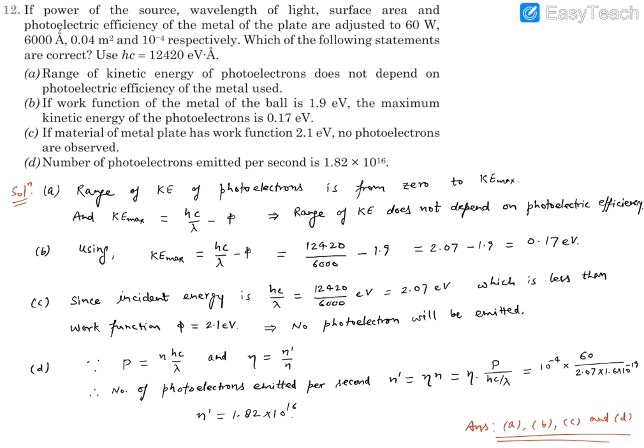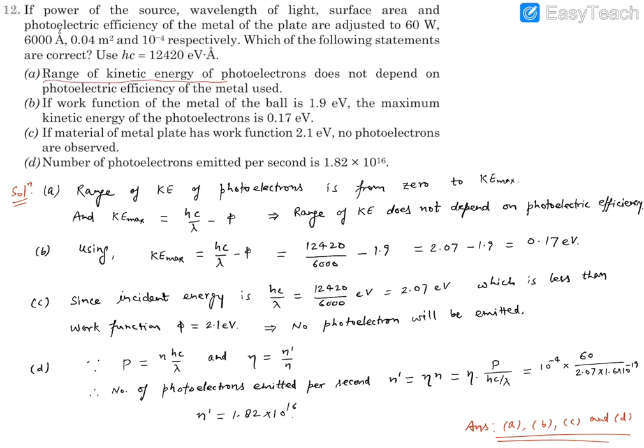And then there's finally question number 12, which is also associated with the same passage. It says that if the power of the source, wavelength of light, surface area, and photoelectric efficiency of the metal are adjusted to these values, that means their values are known to us: 60, 600 angstrom, 0.04 meter square, and 10 raised to power minus 4. Along with this, it also gives us the value of hc. Then we need to say about options A, B, C, D, so we need to read each option carefully.